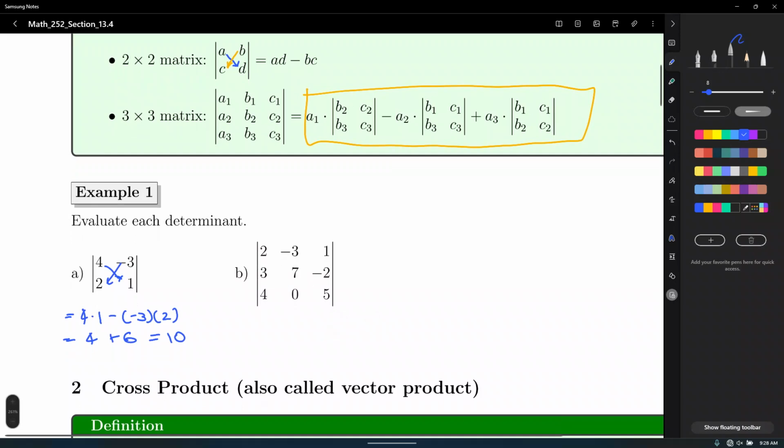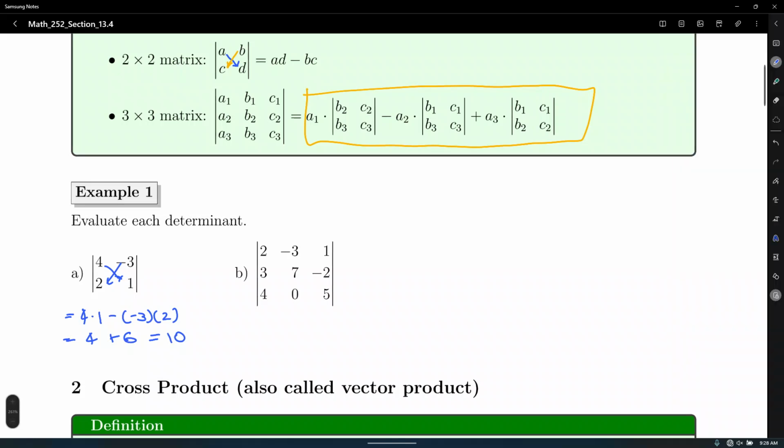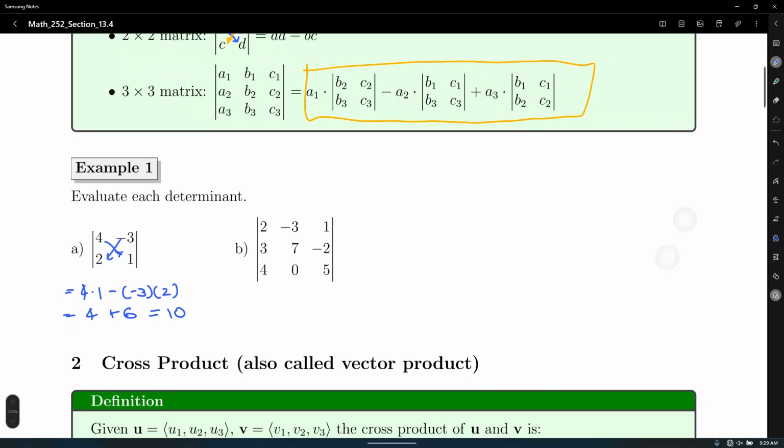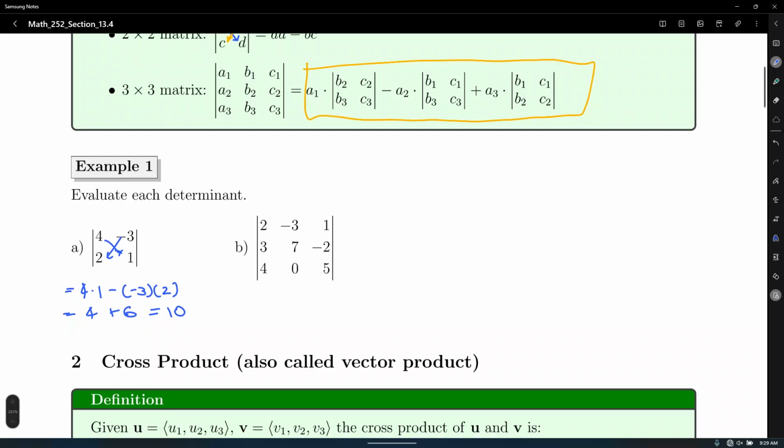Okay, what about the 3 by 3 determinant? Honestly, I don't want to do this big formula. I have to put it on the notes because that's what the book uses. And when you're doing the homework, when you look at the review and examples, that's what they're going to do: use the expansion by cofactors. Okay, how about the shortcut? Well, it's not really a shortcut. It's actually a rule, and there's a name for that. It's called Sarrus' rule.